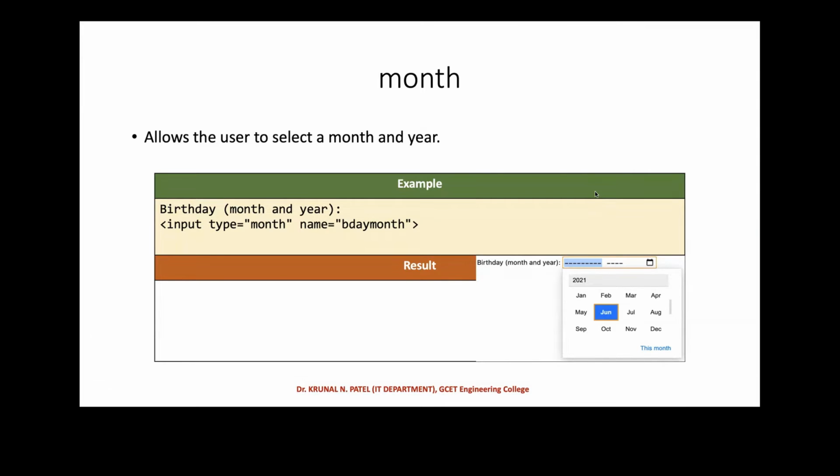Next is month, right? Suppose you want to enter a particular month. Here you can see it provides the year and month, 2021 and all that, right? And below you can see there is a this month option. If you want to change, you can just go for it. Instead of 2021, you can select it and go for 2022, right? This way you can provide the month.